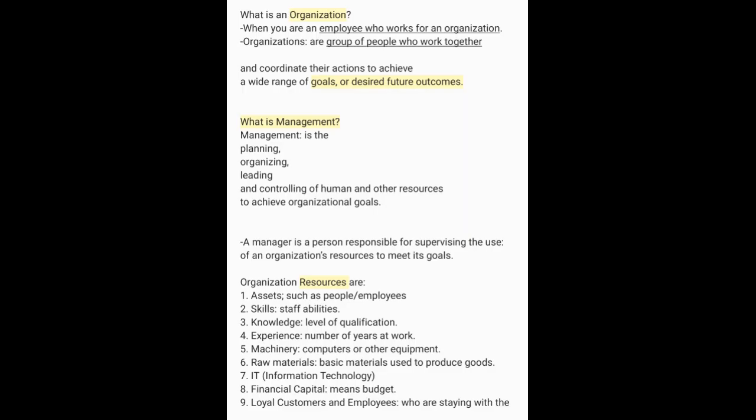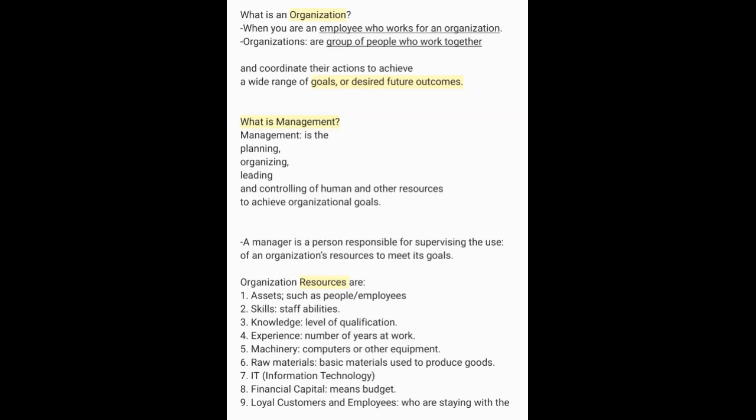Hello, let us start our review session. First of all, let us start chapter 1. Chapter 1 is a summary for all chapters.